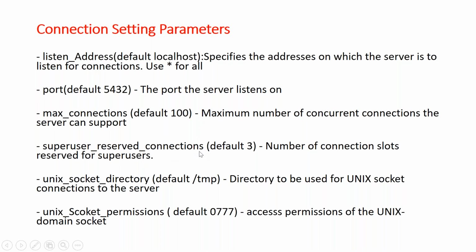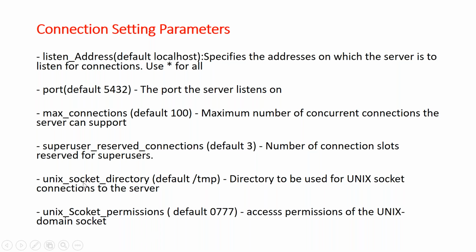Superuser reserved connections: the default is 3, so 100 minus 3 becomes 97. The total user connections is actually 97. Superuser means the Postgres user or any user you have made a superuser. It will reserve at least 3 connections for that superuser. So if there is any blocking, at least the superuser can connect and troubleshoot. If any issue comes up, any hanging or such thing, it has reserved 3 slots for the superuser. Otherwise you would need to restart the cluster.